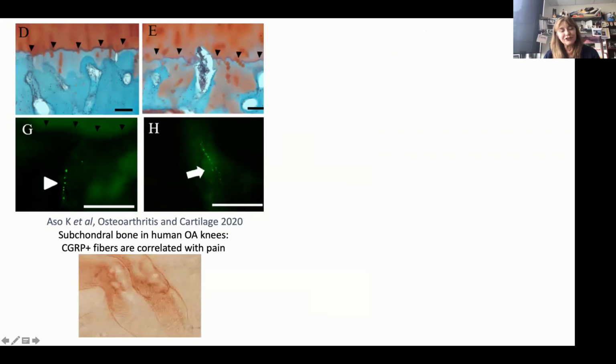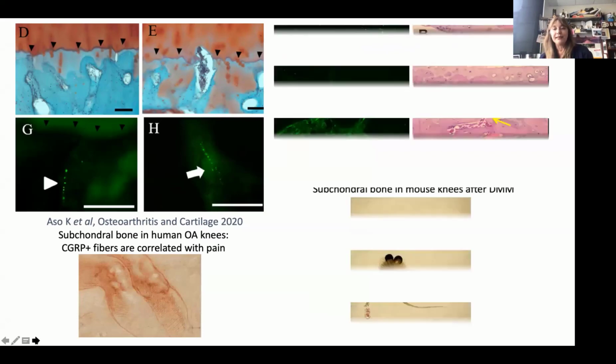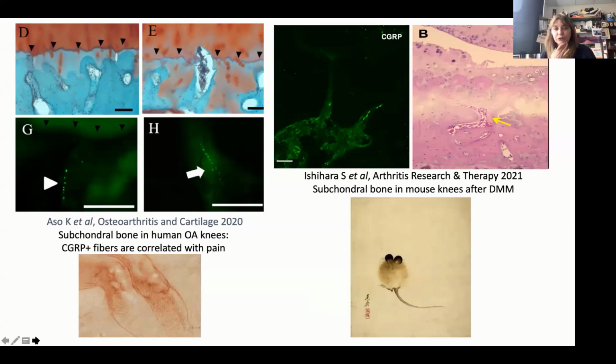And more recently, they have done work where they really try to quantify this. Here they have done staining for CGRP to detect nerves in these channels. They found that there are CGRP positive fibers in the subchondral bone in patients with osteoarthritis that are correlated with pain. And this looks remarkably similar to what's happening in the DMM model.